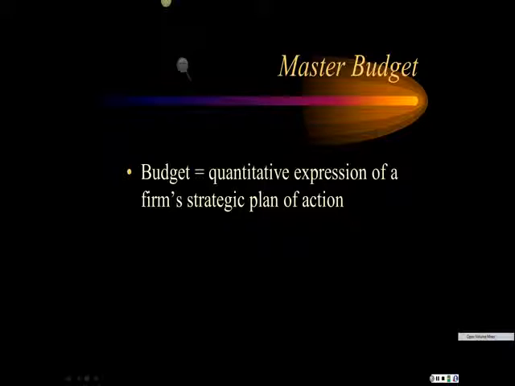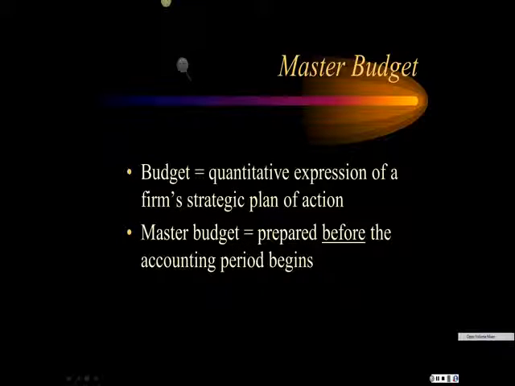Okay, so what is a budget? A budget is a quantitative, that's numbers, expression of a firm's strategic plan of action. So the master budget is prepared before the accounting period begins. It's a static budget, has standard costs.